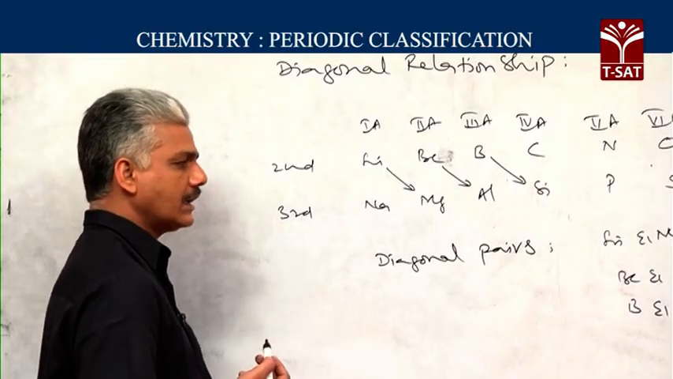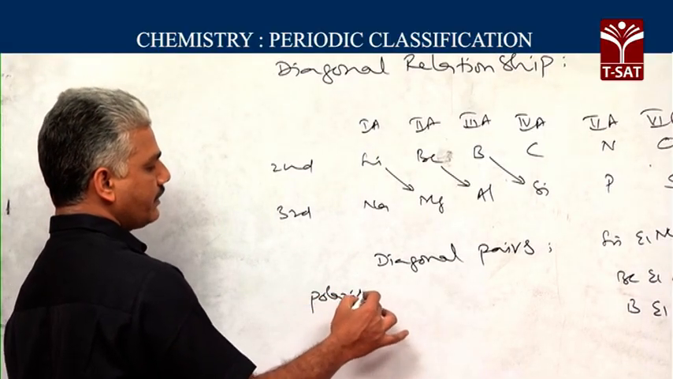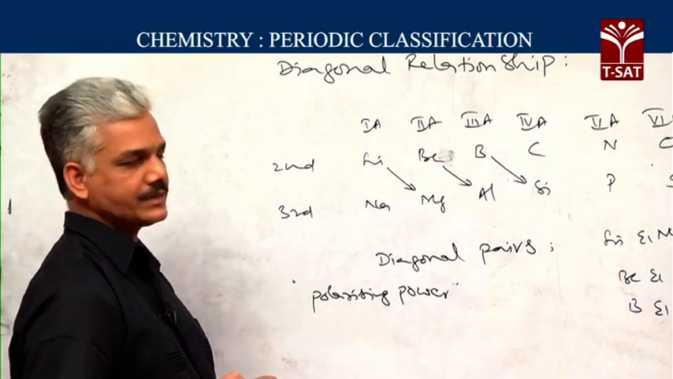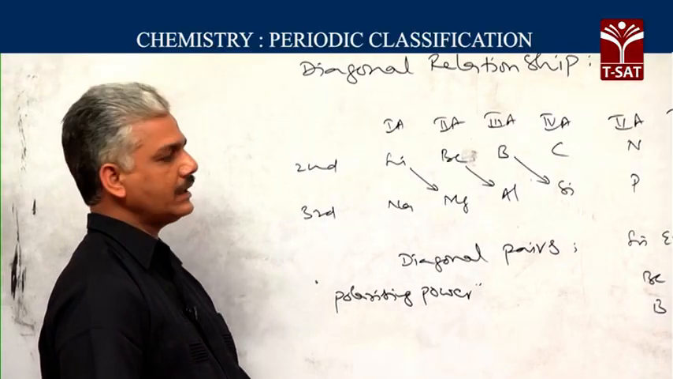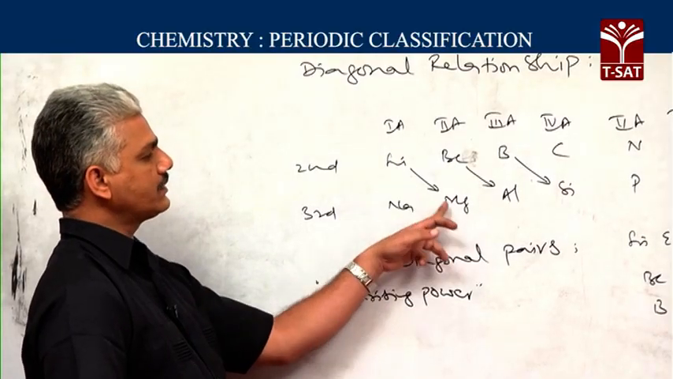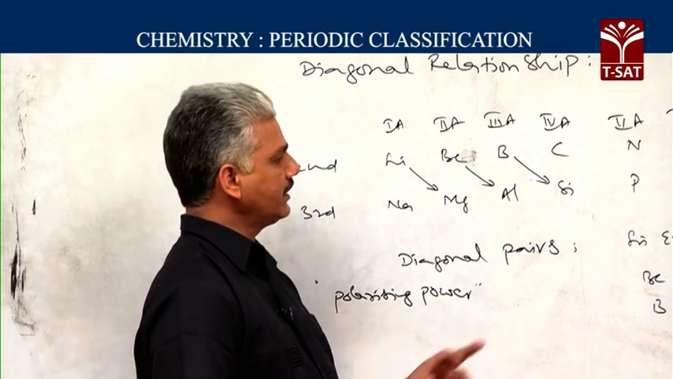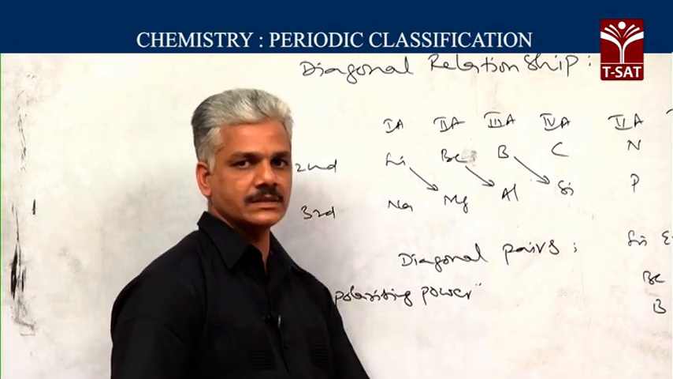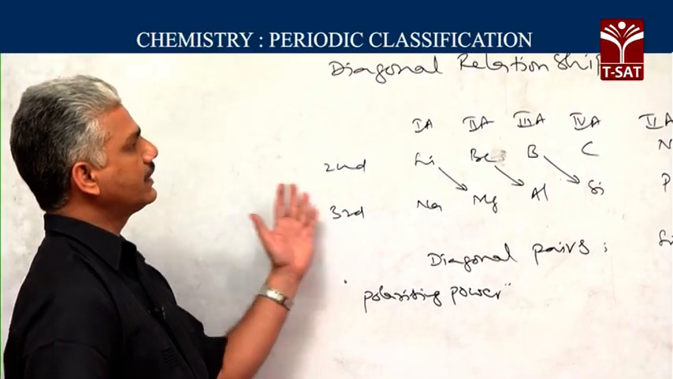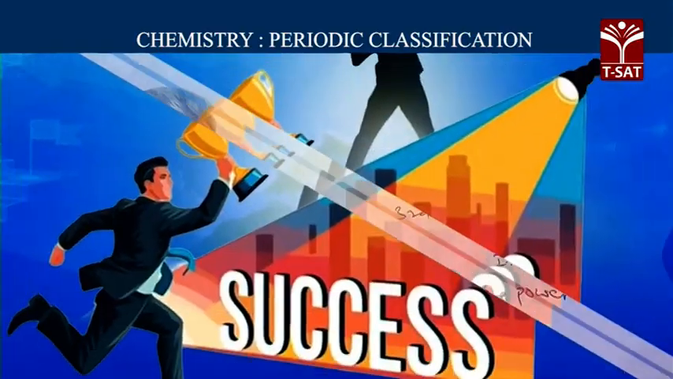The reason for diagonal relationship is somewhat attributed to polarizing power. If polarizing power is the same for 2 elements, then there will be similarity in properties of the corresponding elements. Hence, lithium closely resembles magnesium, beryllium closely resembles aluminum, boron closely resembles silicon in their physical and chemical properties. So, that is about periodic properties and their variation.